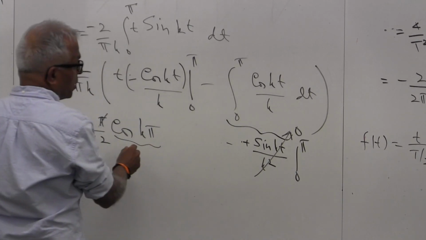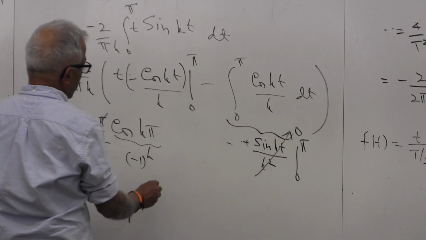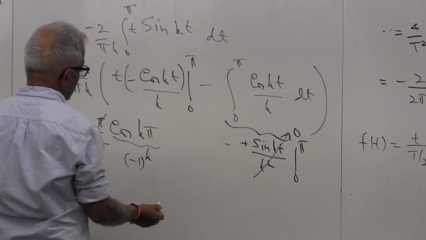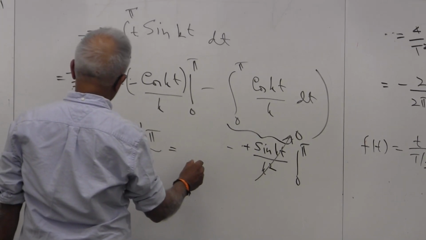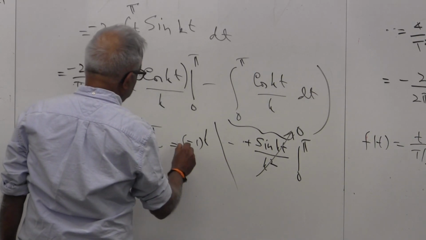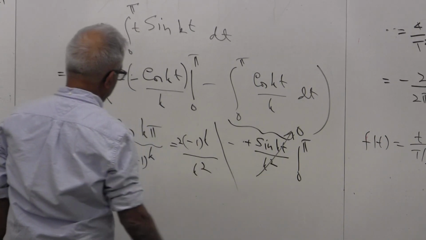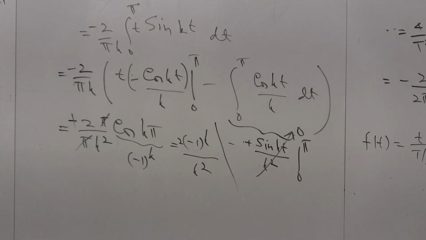And this is cos k pi, which is what? Minus 1 to the power k again, right? So the answer here will turn out to be minus 1 to the power k over k squared times 2. Yeah, so the terms will alternate.